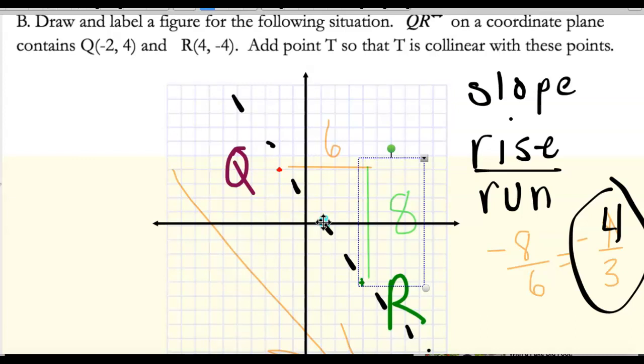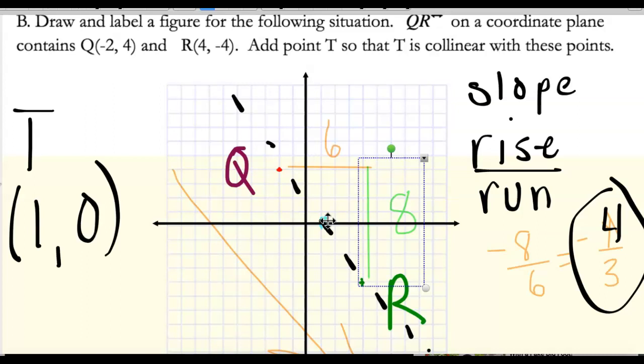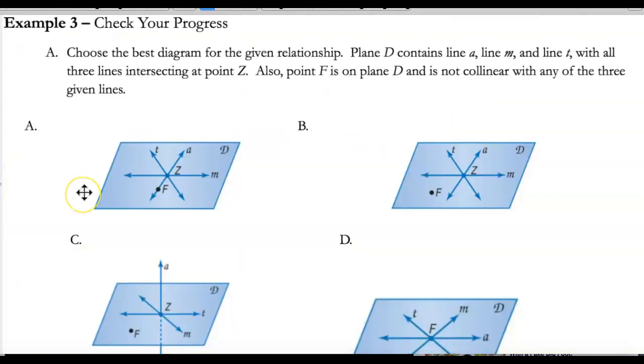And it appears if I even started from this other point here, if I went forward 3 and down 6, I'd still be at that same point. So our point T is going to be at the point (1, 0). So, move on to the next one.